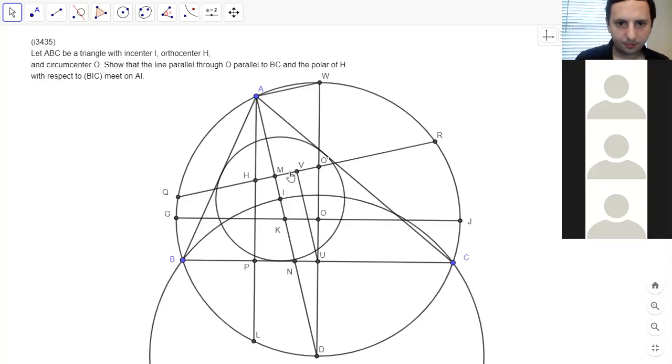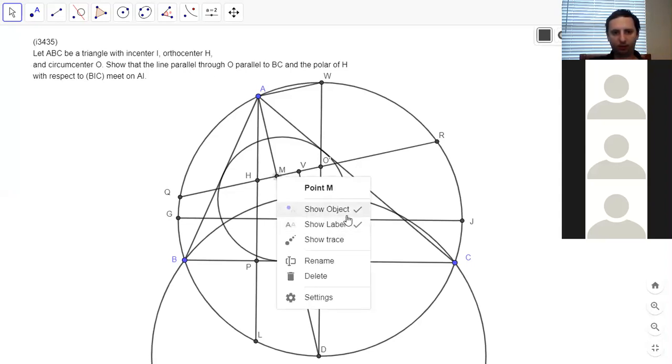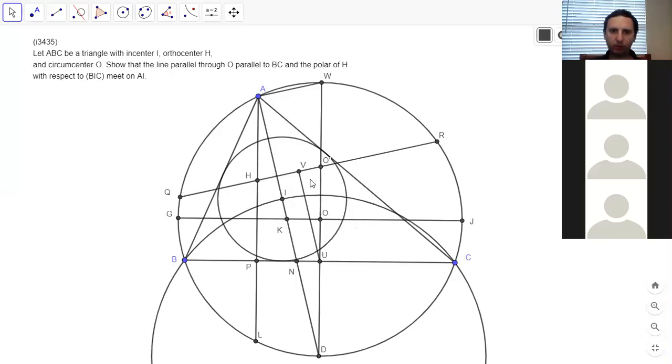No, that proves it. We get the parallelogram, so HO' is perpendicular to AI. Okay, so I think that solves it. Basically we're redefining stuff. We don't even really need point M, it might be confusing, so I'm just going to hide point M. We want to show HO' is perpendicular to AI.